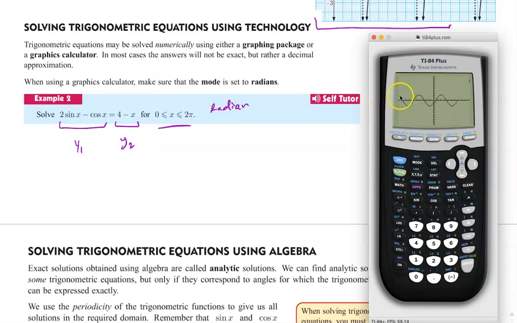The default on most calculators is negative 10, 10 on your x, and then negative 10, 10 on your y. But look at my values here. My x is showing to go between 0 and 2 pi. So we're just going to type that into our window. So you go to window, make it 0 and 2 pi.